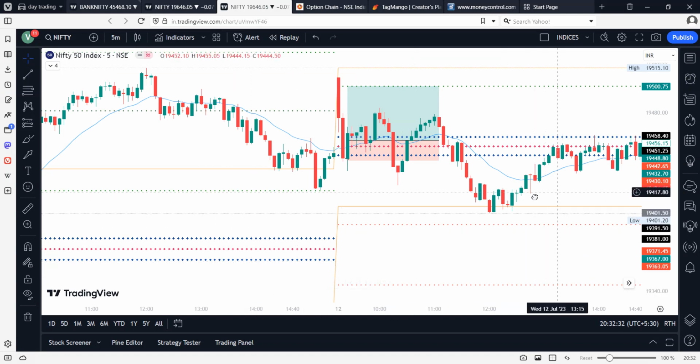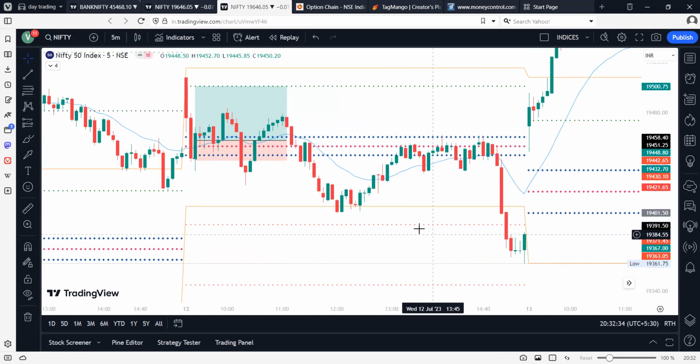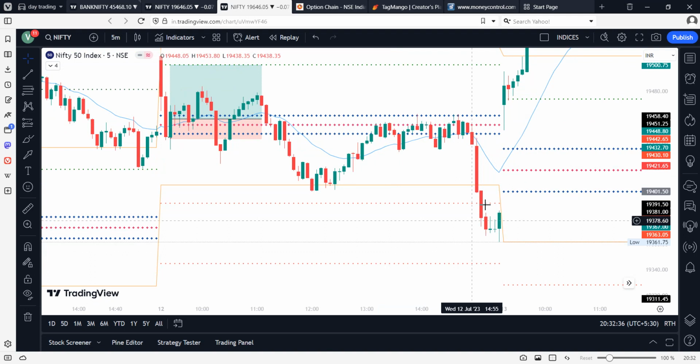Now, what is the trend? The trend has changed here. Technically, the trend has changed. See? Now, what is the action tomorrow? What is the trend? What is the action for tomorrow? Think for 5 seconds and write it down on a piece of paper.